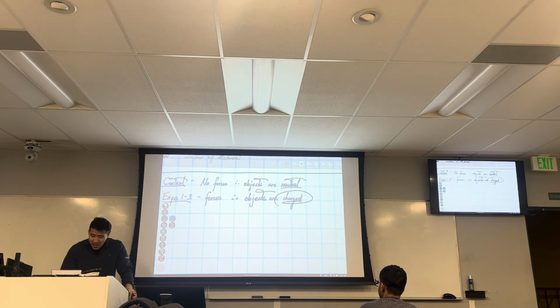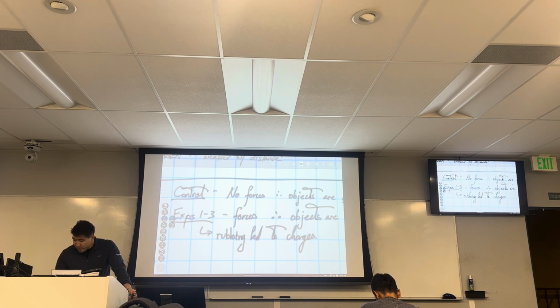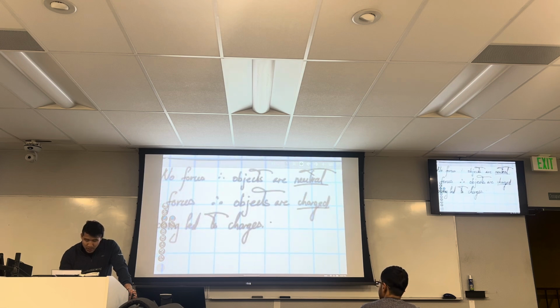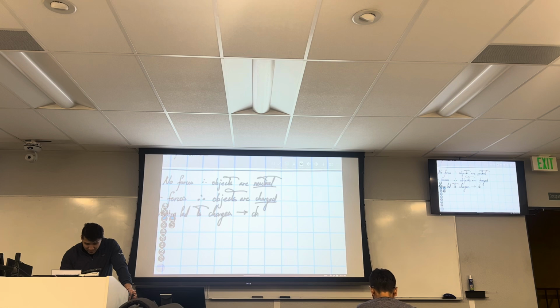And we know exactly what led to the charging because we rubbed the plastic with the wool or the glass with the silk. So here, rubbing led to charges. This is the process called charging.